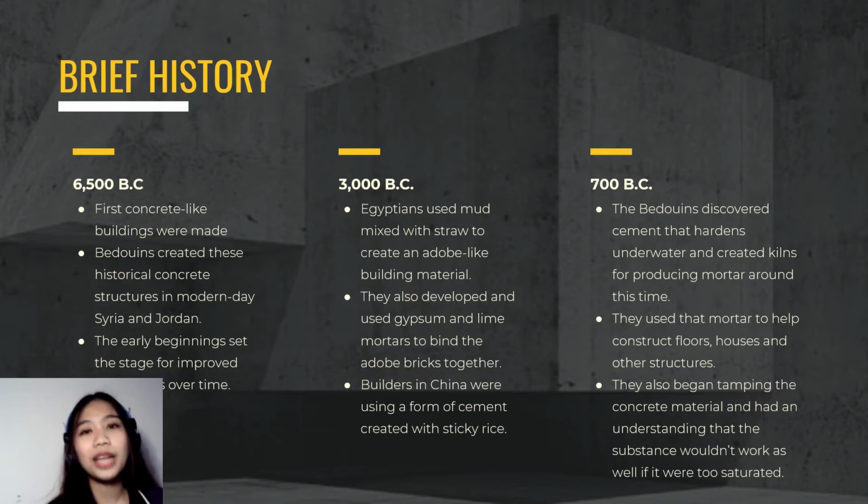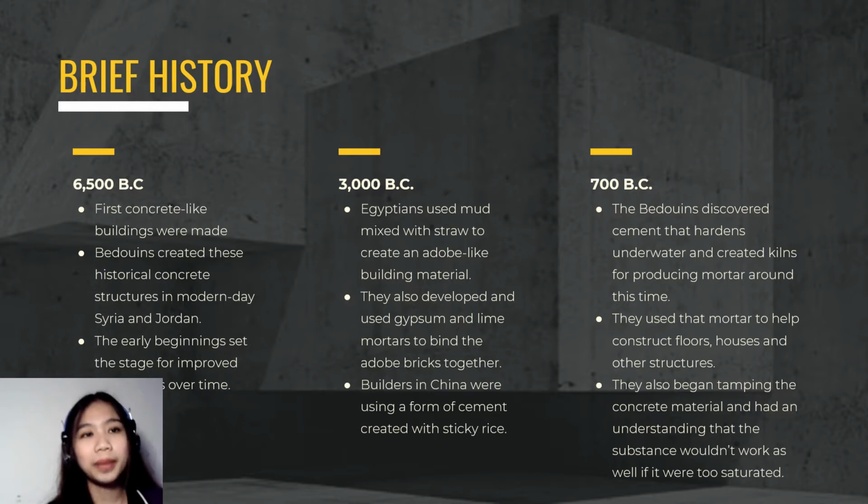Next, in 3000 BC, the Egyptians used mud mixed with straw to create adobe-like building materials. At the same time, they also used gypsum and lime to bind adobe bricks together. Gypsum is a salt sulfate mineral that helps bind materials. And in the same years, China was also improving its building techniques and used cement created with sticky rice.